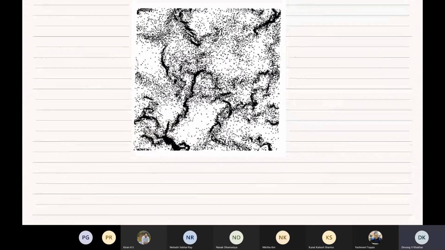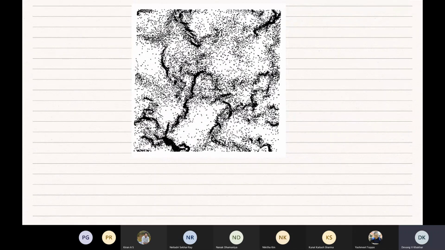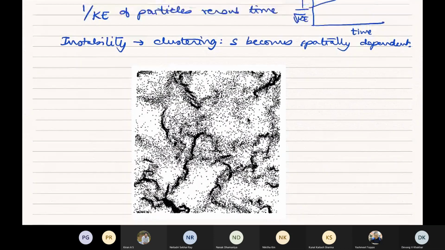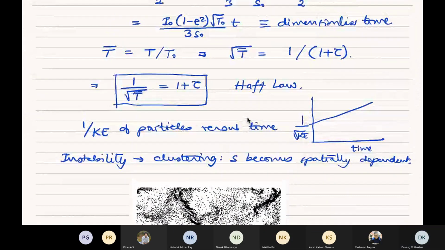Okay, and I'll put up the research paper in which they have shown this. Why does this instability occur? Well, if you just imagine that there is some region where, because of some fluctuation, there is a slightly higher density or a lower spacing in that region.